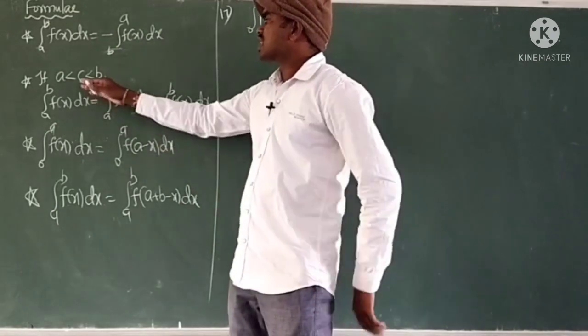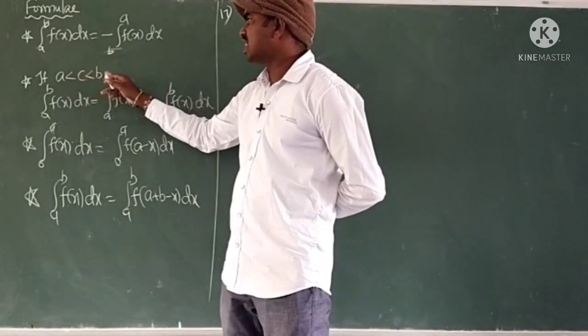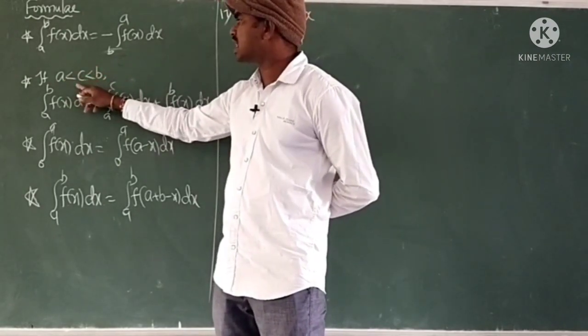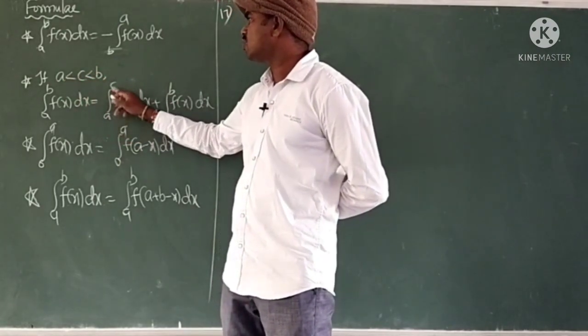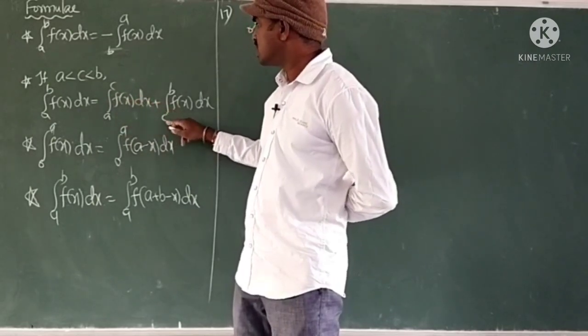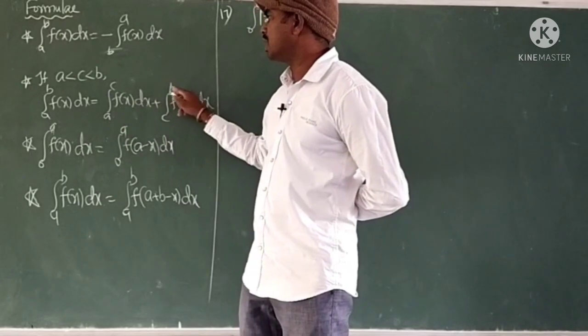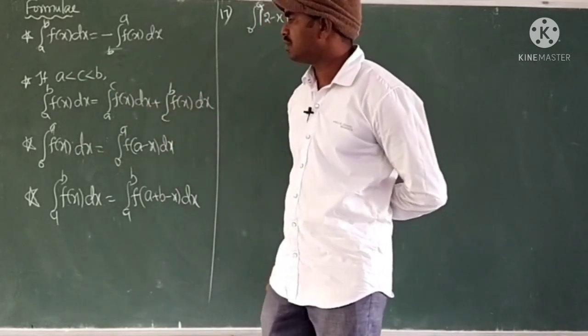Next, second formula: if a is less than c less than b, meaning in between a and b another number c is there, we can split it as integration a to c f of x dx plus integration c to b f of x dx. Lower limit a, upper limit b, and in the middle c exists.